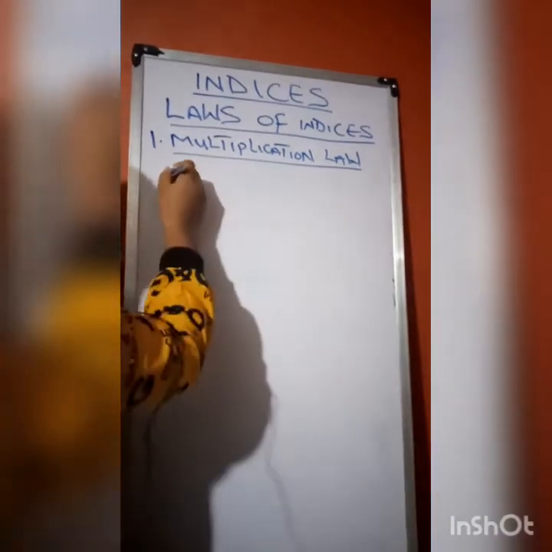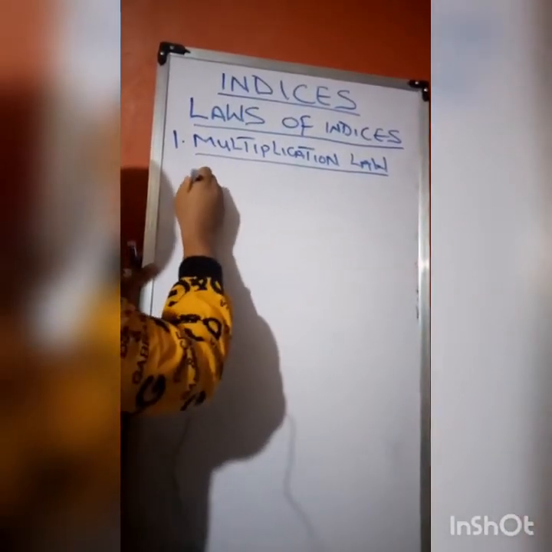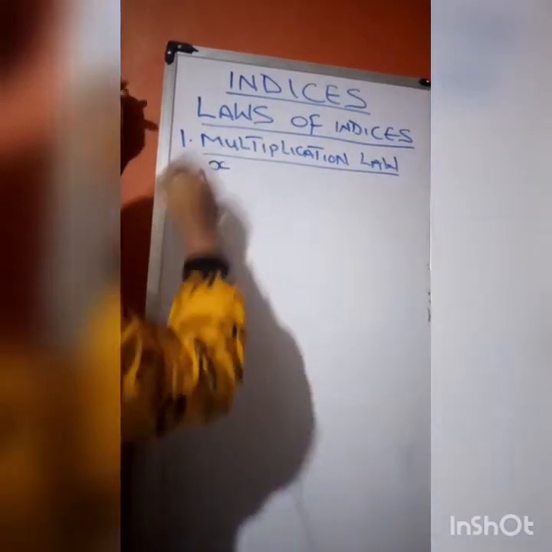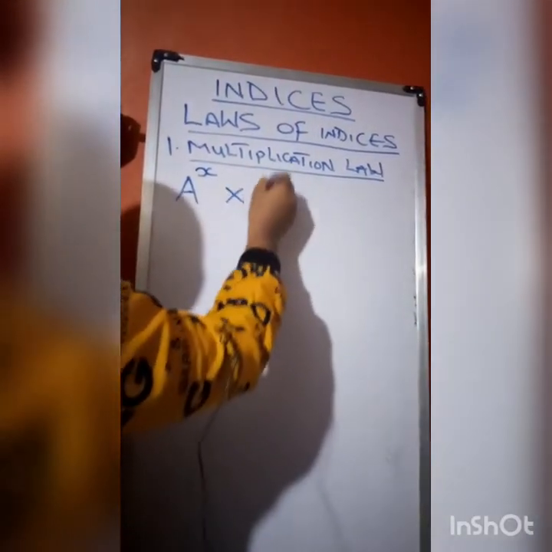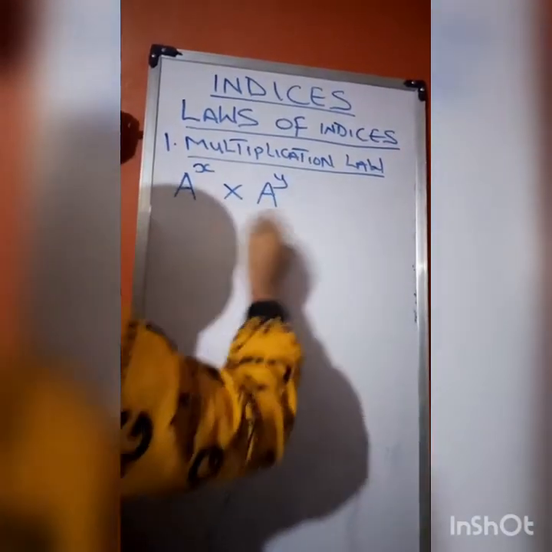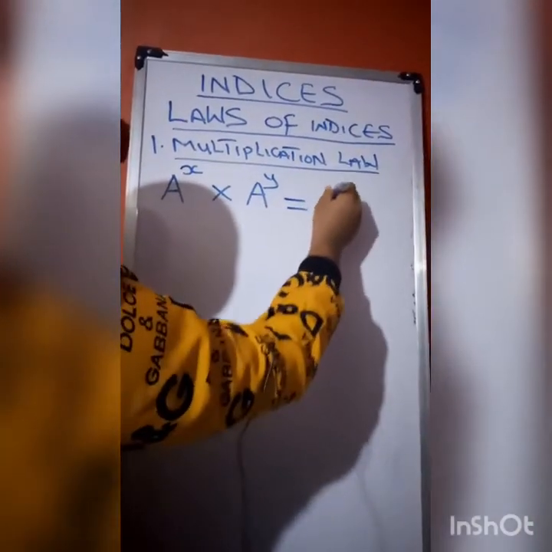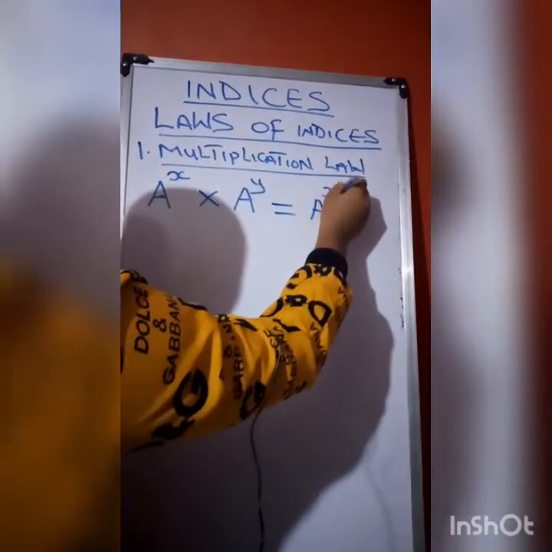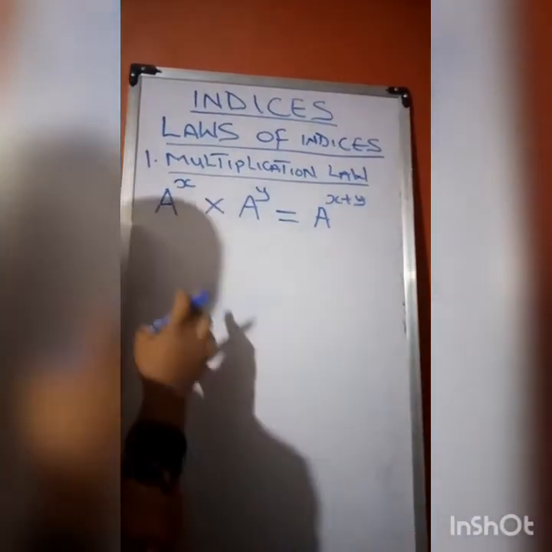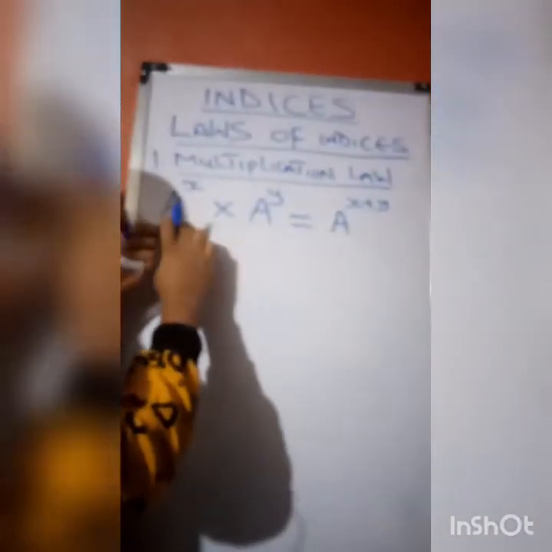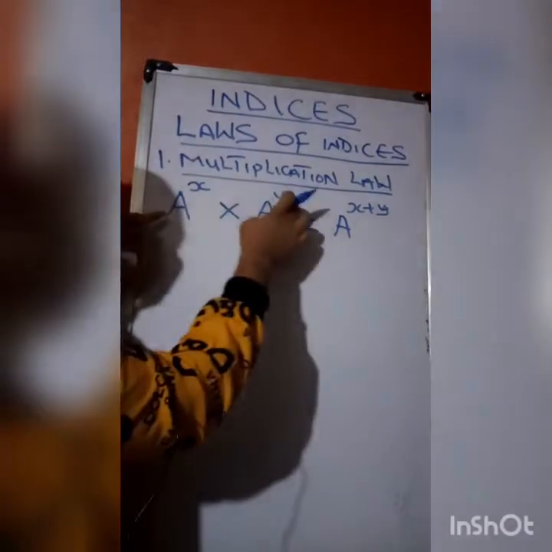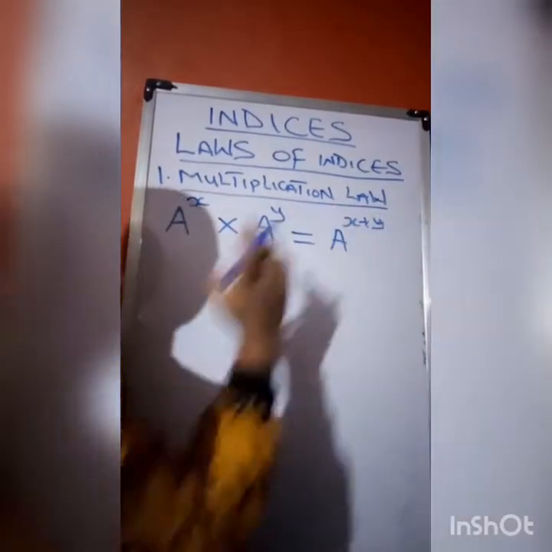It says if you are given a certain number a raised to a certain power x multiplied by same a raised to another index y, this should give me a to the power of x plus y. Now please look at this very well. Because they are same base, a times a, we'll just add their powers x plus y. I'm going to show you proof.